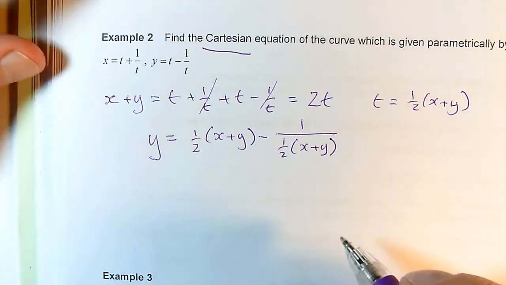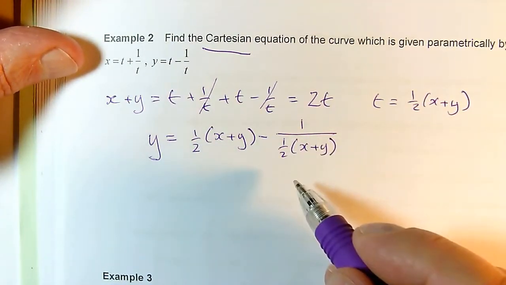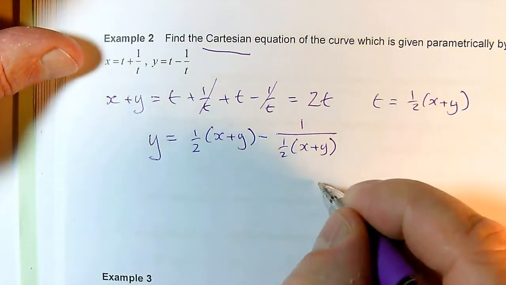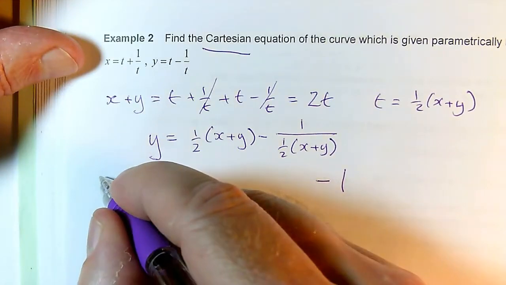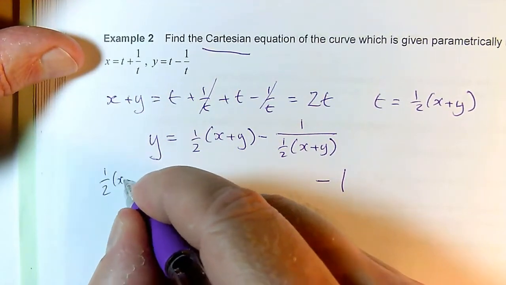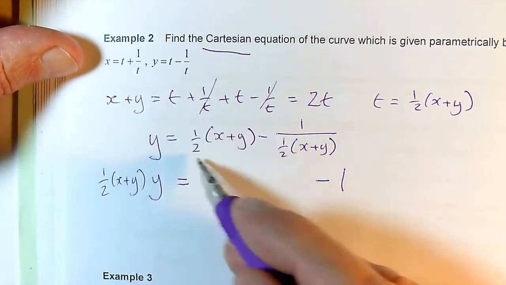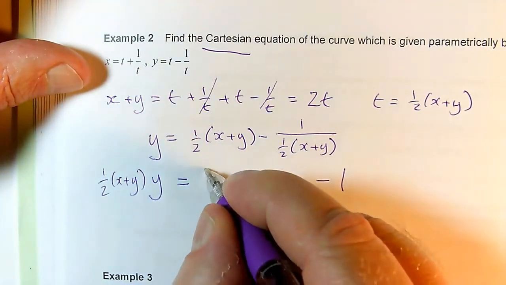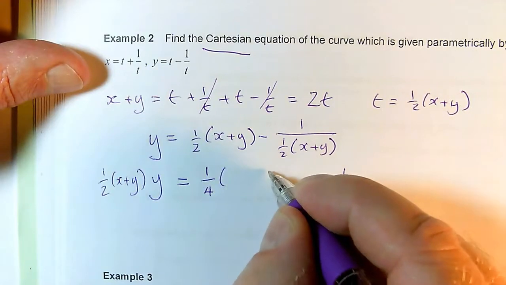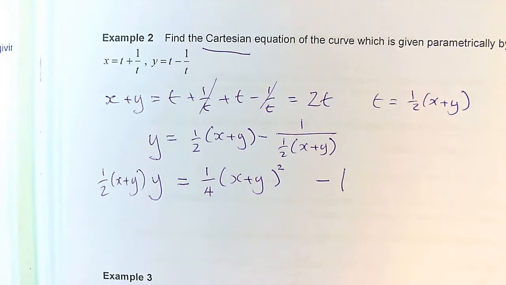So let's do that. Let's multiply both sides by a half brackets x plus y, just to eliminate this fraction. So I'm going to end up with minus 1 over here. So on this side, I'm going to end up with a half brackets x plus y times the y that's already here. But I mustn't forget to multiply this term by a half brackets x plus y. So I'm going to get a half times a half, which is a quarter. And I'm going to get x plus y times itself, so that's x plus y squared.